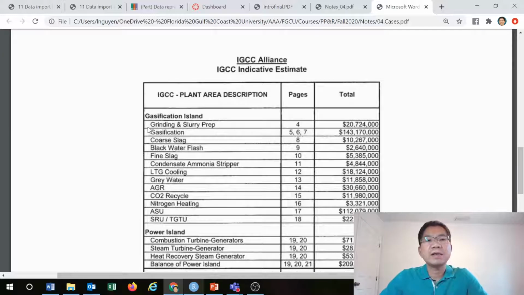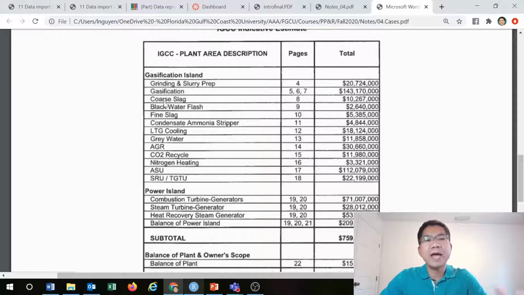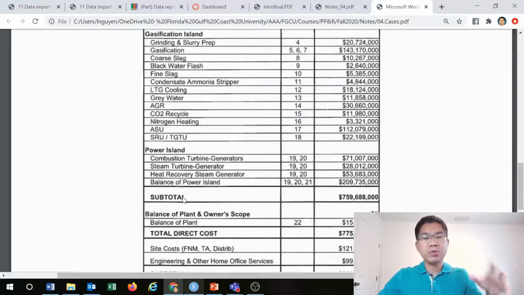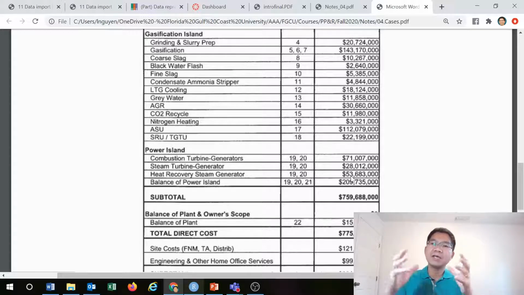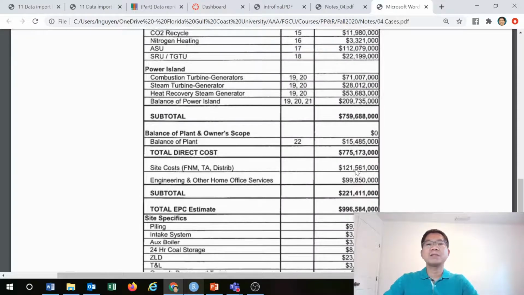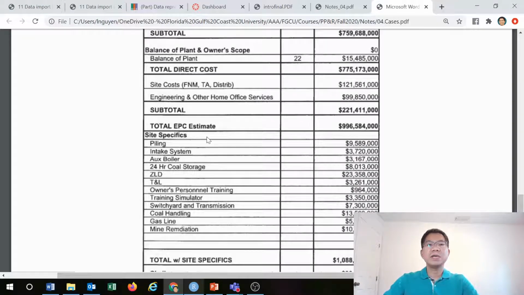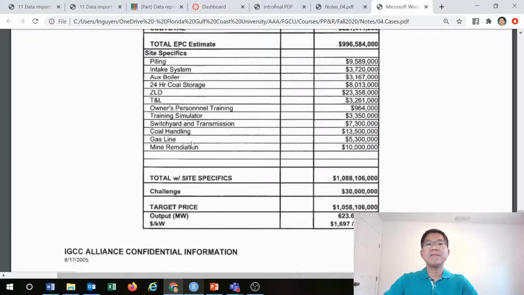And you see that the gasification island, we have all as a system. For example, gray water. What is gray water? For those of you who are environmental engineering majors, you know that it needs treatment, etc. So CO2 recycle. All of that are the systems required for a power plant. And then we have the power island, the unit that generates the power. We have a turbine generator, all of that. So for each system, they have an indicated cost, and then direct costs, indirect, all of the other specifics, and the total is about 1 billion at that time.